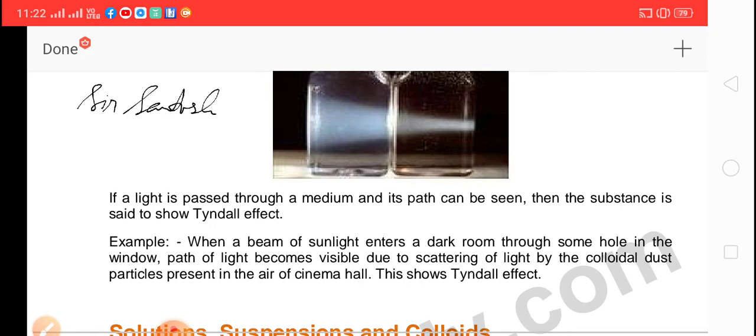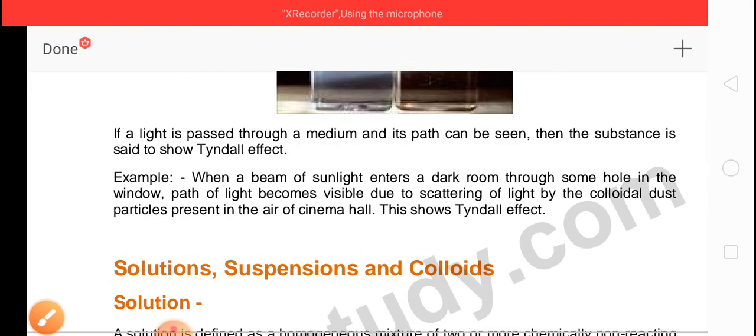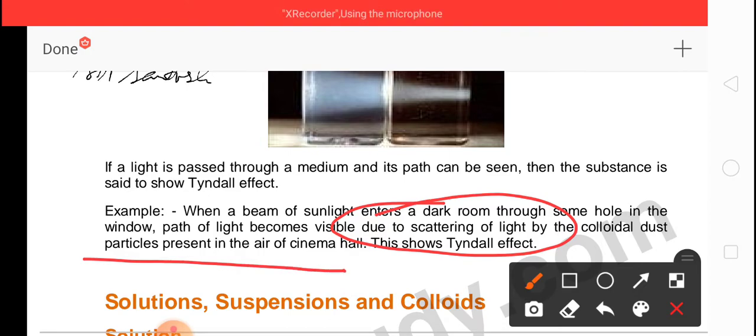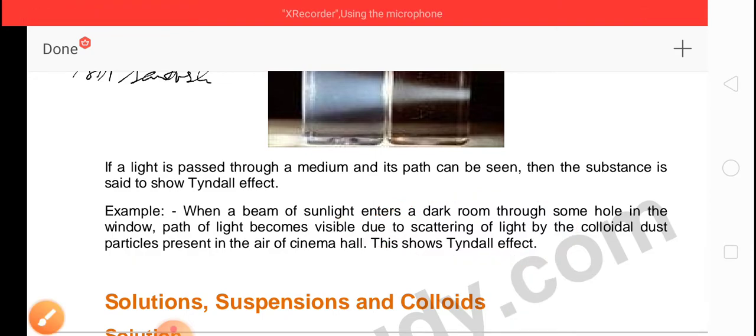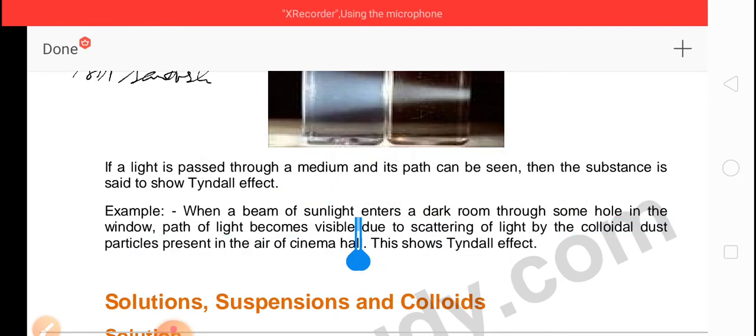When a beam of sunlight enters a dark room through some hole in the window, the path of the light becomes visible due to the scattering of the light. Why does this Tyndall effect happen? Because of the scattering of the light by the colloidal dust particles present in the air of the cinema hall or in the room. So this shows the Tyndall effect.